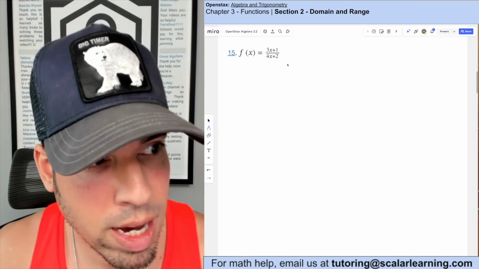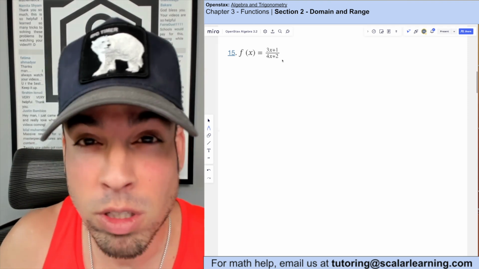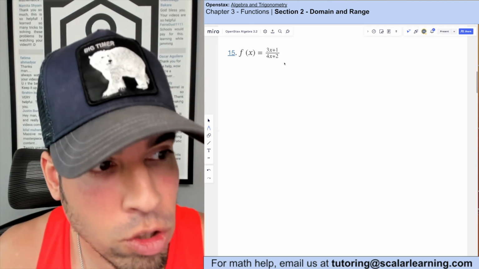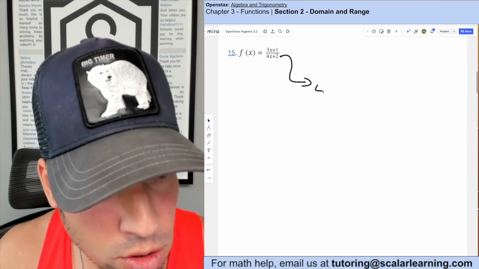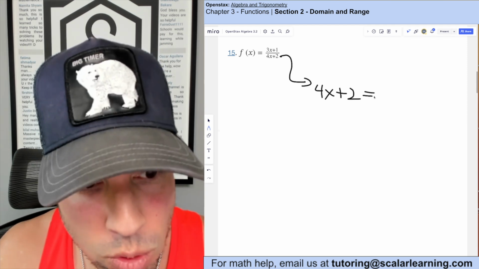For number 15, we have a rational function. So now we're not so concerned about square roots of negatives. We're concerned about dividing by 0. So when are we going to divide by 0? When this denominator, 4x plus 2, equals 0.